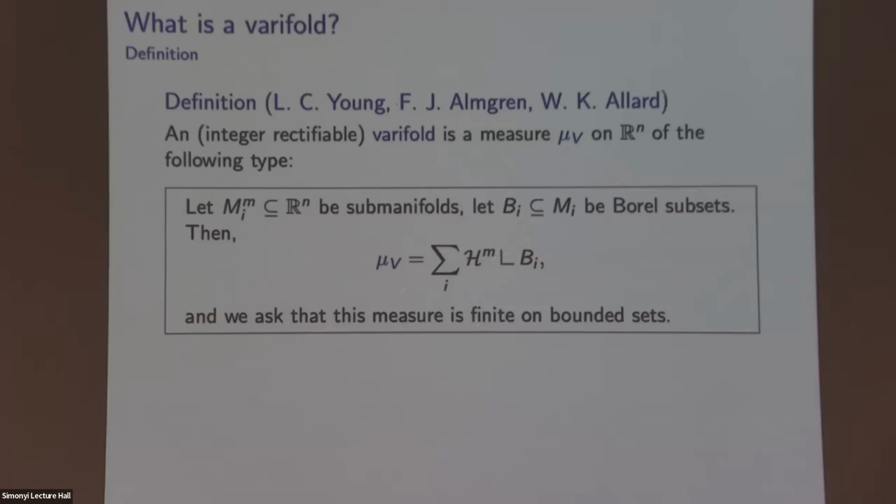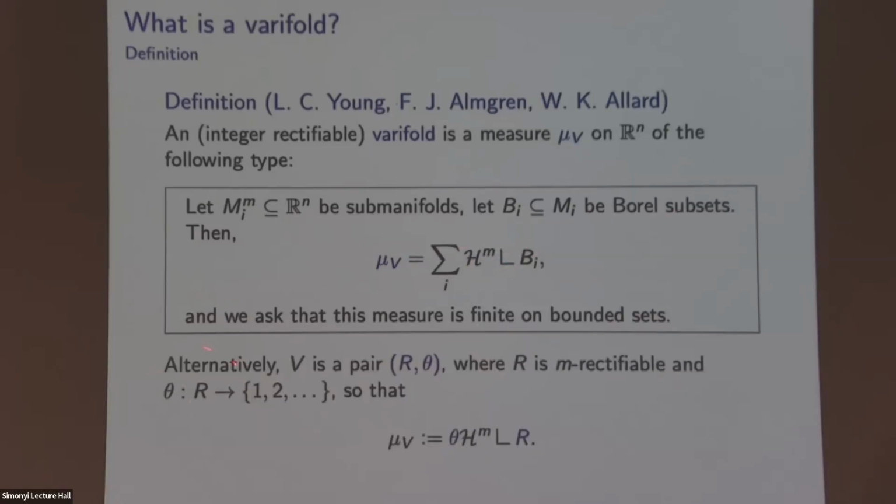Of course, probably you don't want to deal with measures that are always infinite, so let me ask something that shouldn't sound too restrictive. Let's say that I want this measure to be finite on bounded sets. Okay, maybe just for those of you who are more familiar with measure theory, you can see a varifold as a pair (R, theta), where R is an m-rectifiable set, and theta is a density that takes values in the set of positive integers. And in that case, you write the varifold measure in this way. So the varifold measure is the Hausdorff measure restricted to the rectifiable set, weighted by your weight theta, which is a density with integer values.